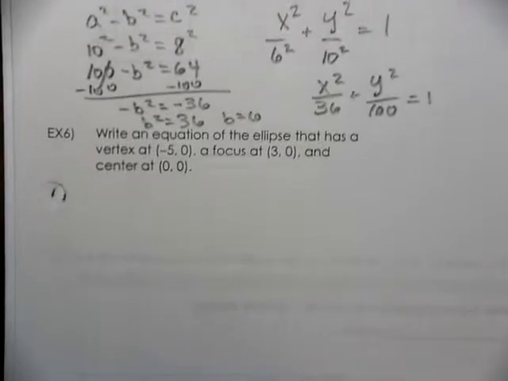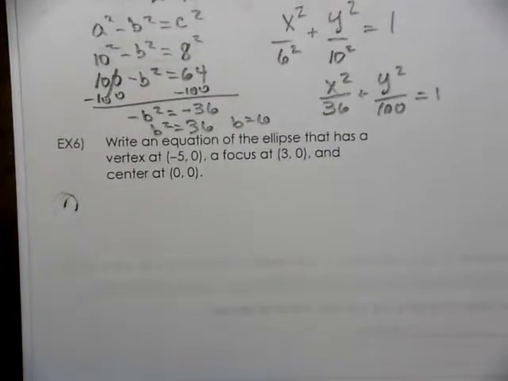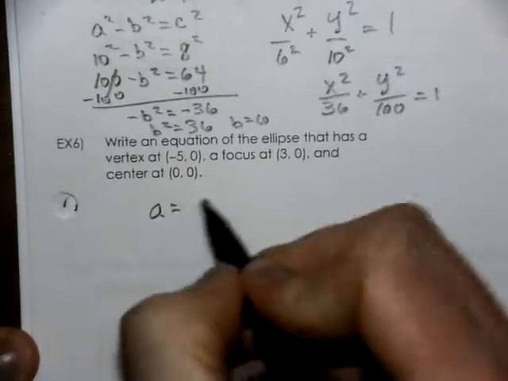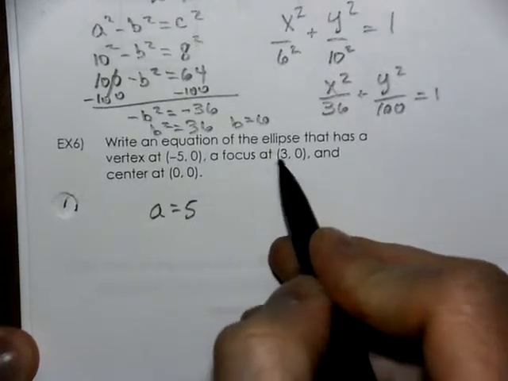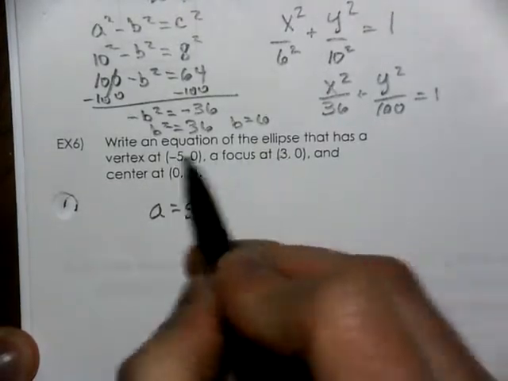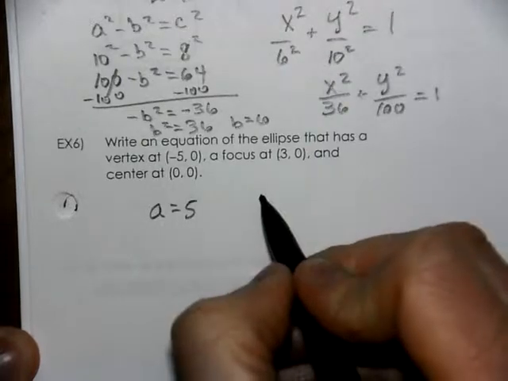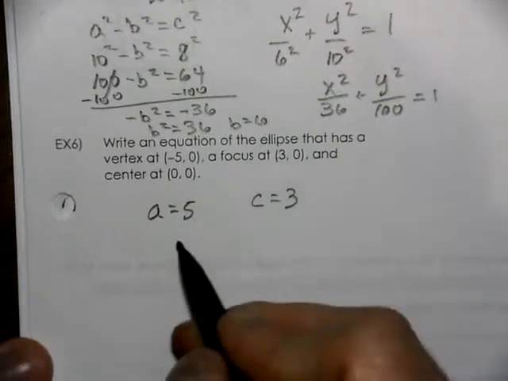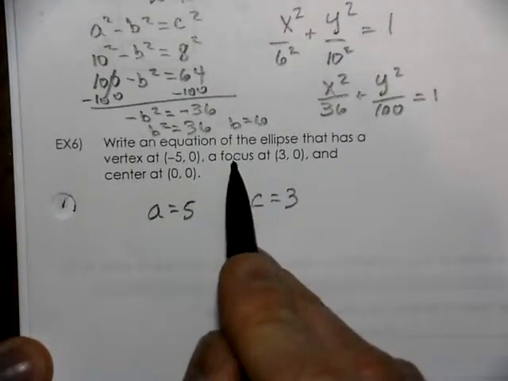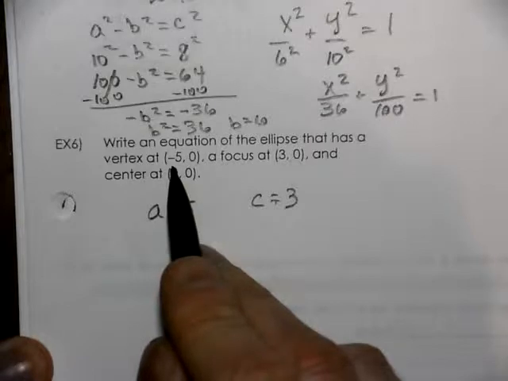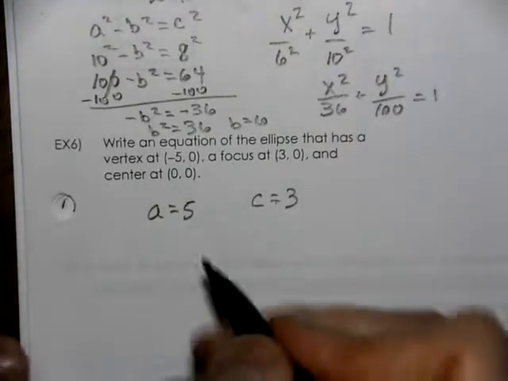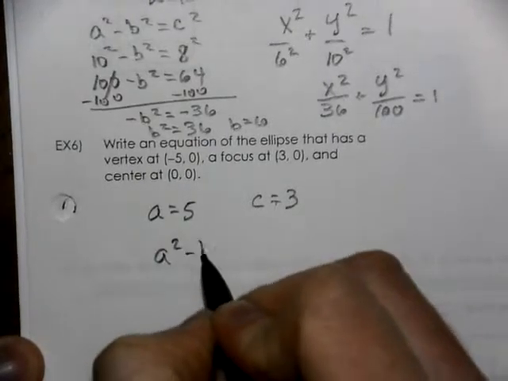Our last example. Write an equation of an ellipse that has a vertex at negative 5. So we have an a value of 5, a focus of 3, which is also following that vertex. That's a requirement. So the c value is 3, and the center is still 0, 0. So we know what the a is, we know what the c is. What we don't know is where the co-vertices are located. How far away is that co-vertex?